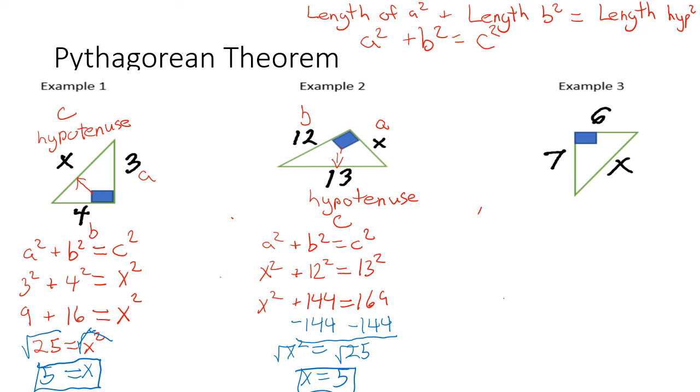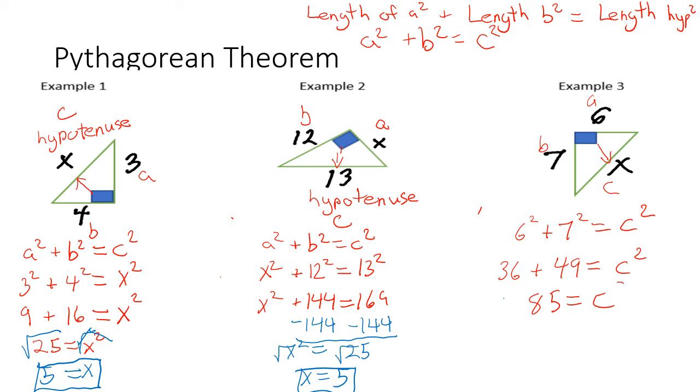I can see that the right angle points to x, so that makes this the hypotenuse, part C. And I'm just going to call this A and B. So I'm going to have 6 squared plus 7 squared equals C squared. 6 squared is 36. 7 squared is 49. And since they're on the same side, this is very similar to example 1. I'm just going to add those two, which comes out to be 85.